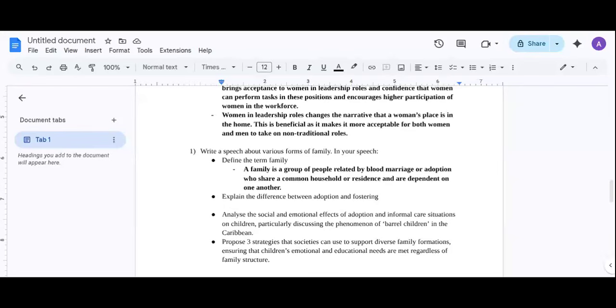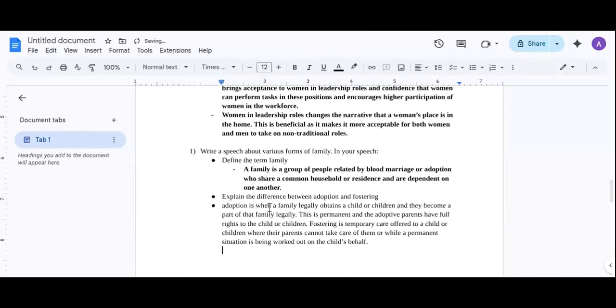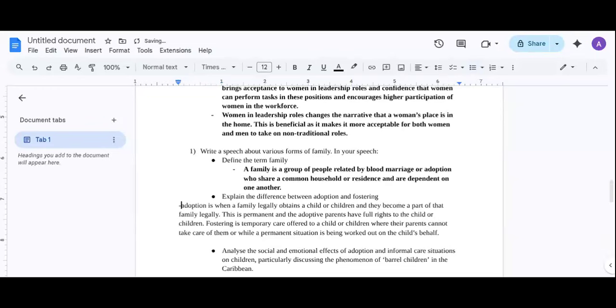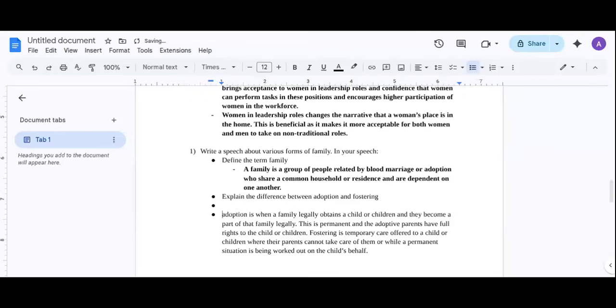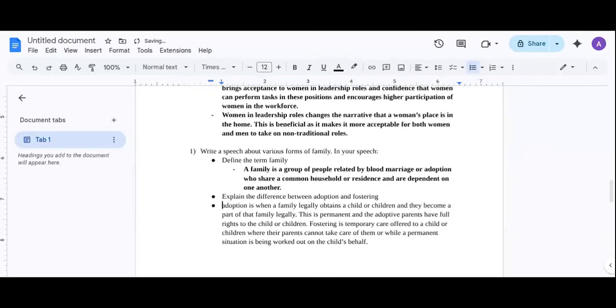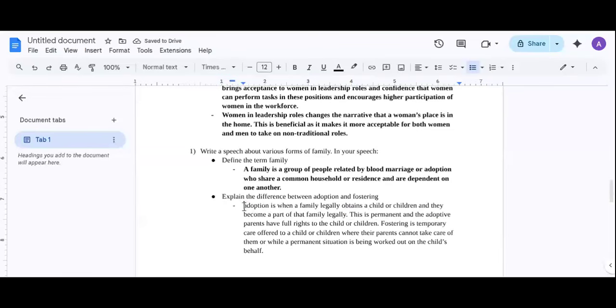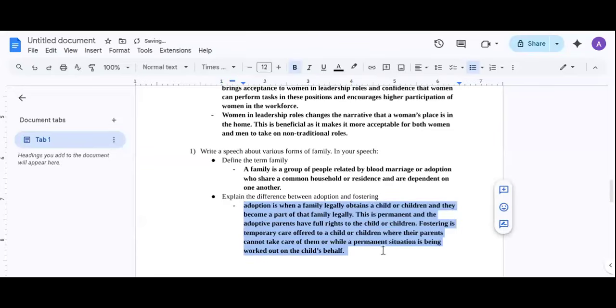So when they say explain the difference between, they want you to tell them what is adoption and what is fostering. So we know adoption is when a family legally obtains a child or children and they become part of the family legally. This is permanent and the adoptive parents have full rights to the child or children.